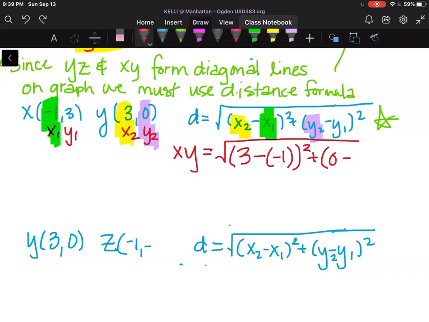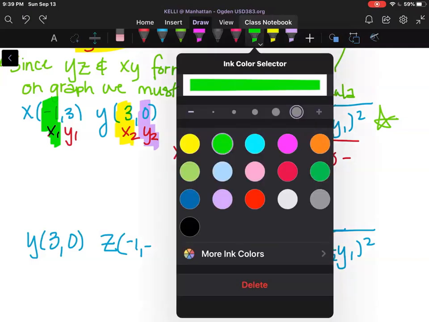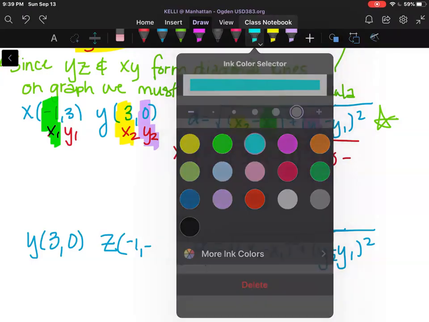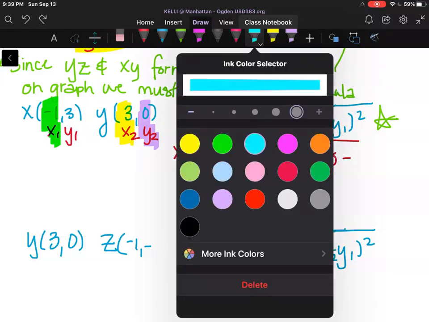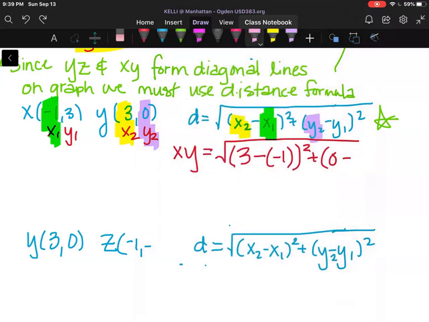my y1 value. So let's make this a blue. And no, I don't want to do that because my pen is blue. Let's make it pink. So y1 I labeled over here as 3. So 0 minus 3 squared.